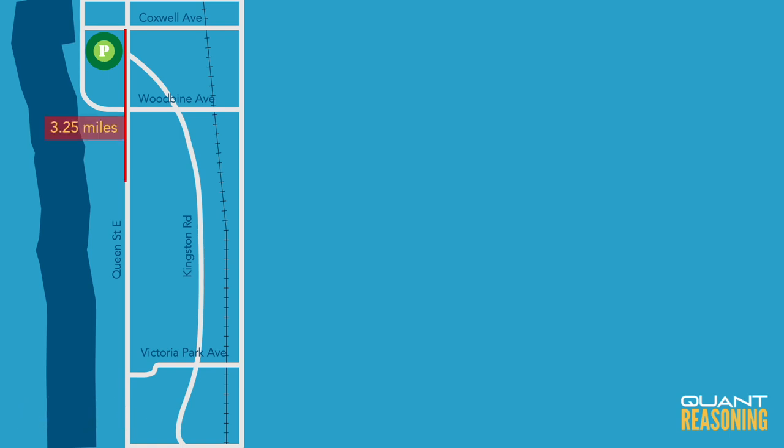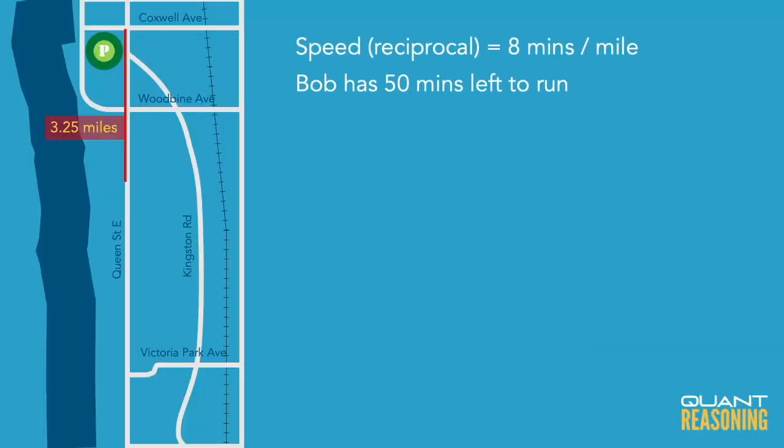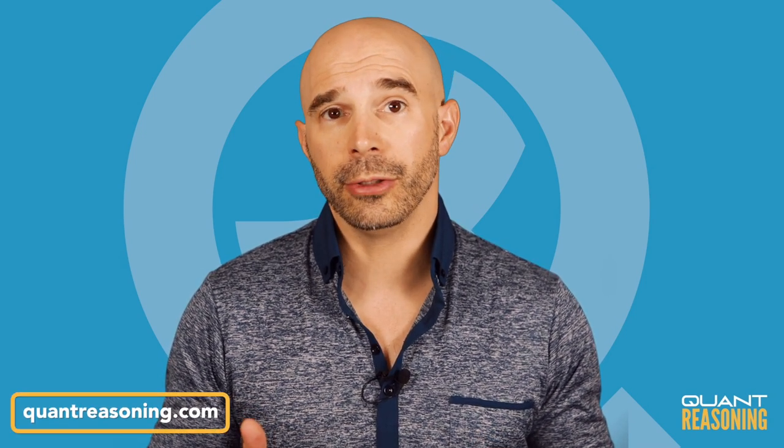So in those 50 minutes, he would run a bit further than the 3.25 miles, but then he has to make it all the way back to his car. Now, we do know that his speed is 8 minutes per mile. And if you're not a runner, that's a really strange and novel way to represent speed for you, I imagine.